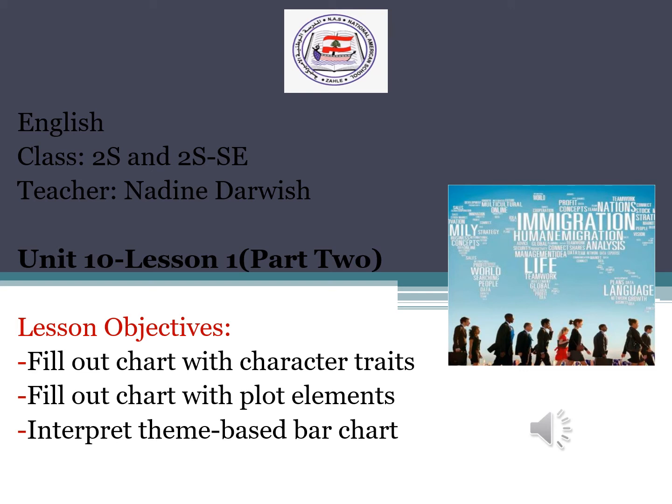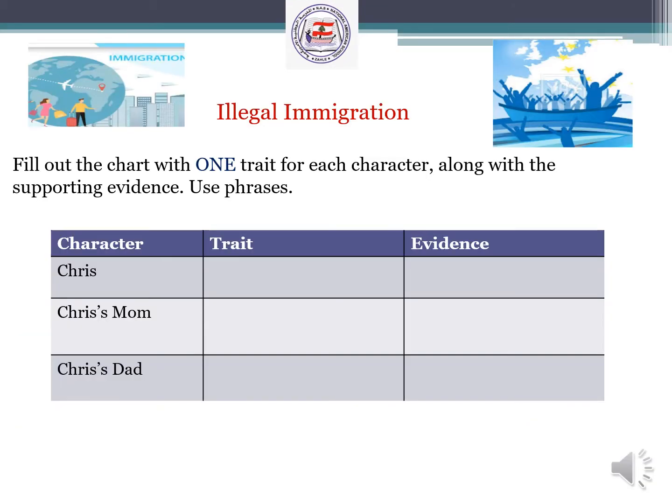Good morning, everyone. This is Miss Nadine, and today we are going to continue Unit 10, Lesson 1, Immigration. Our lesson objectives for today are: fill out a chart with character traits, fill out a chart with plot elements, and interpret a theme-based bar chart. Illegal immigration, crossing the line border stories.